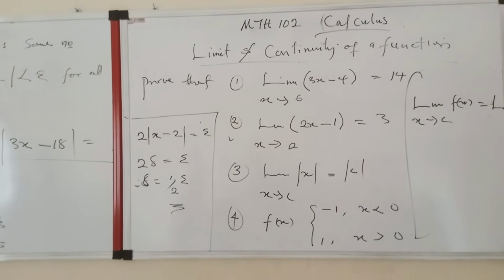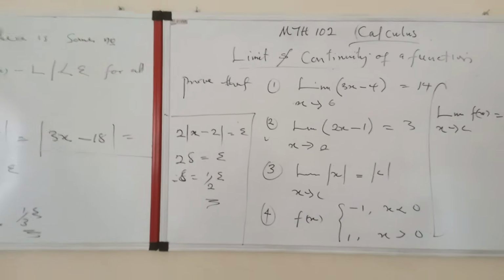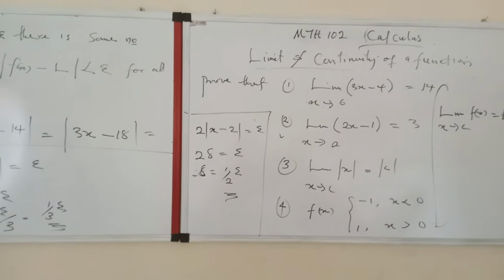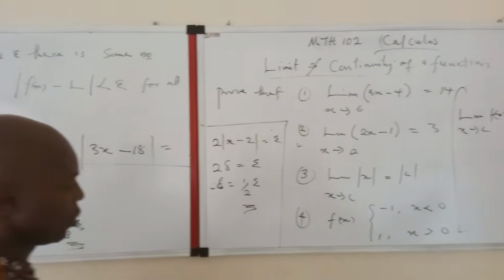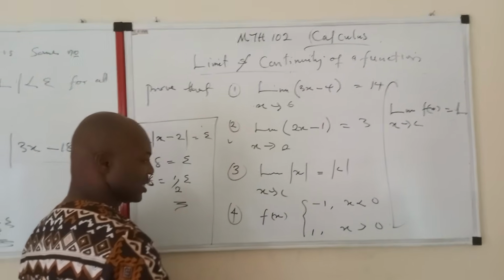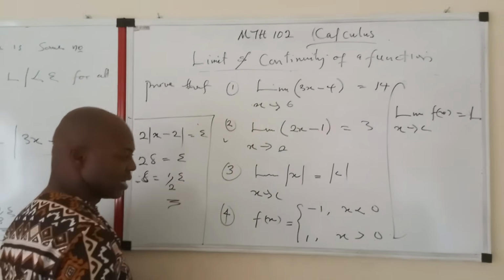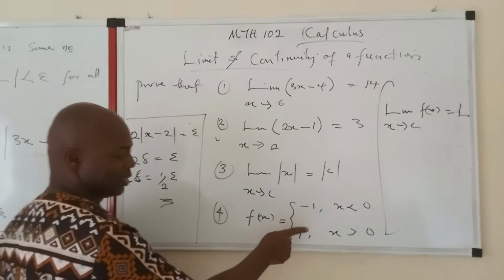Now, it is clear that in the first and the second one, the limit really exists. Now, the fourth one is the one that I would really want to look at, but it's also pretty simple. Pretty simple in the sense that there is no cause for alarm in this one. Look at it.